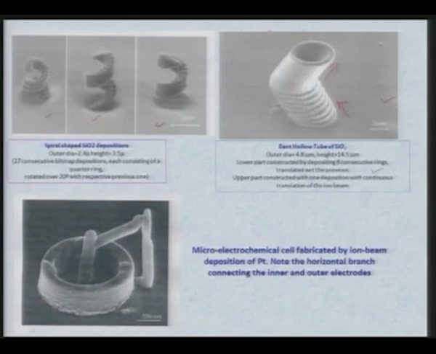Now, this is another example, not done at IIT Kanpur, elsewhere. Micro electrochemical cell fabricated by ion beam deposition of platinum. Note the horizontal branch connecting the inner and outer electrodes. You can see this is the inner electrode, this is the outer electrode, and this is the horizontal branch which is connecting the two, and this gives you the scale. So, these are some of the very interesting, peculiar, real micro products which have been produced using the focused ion beam process.